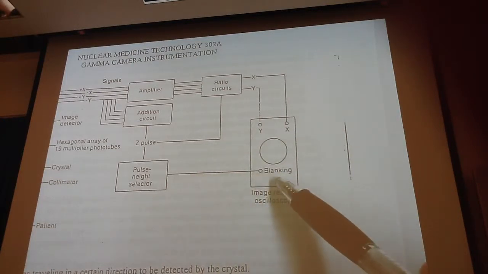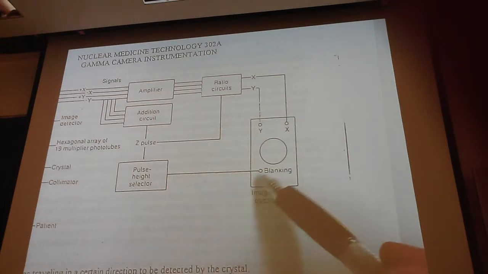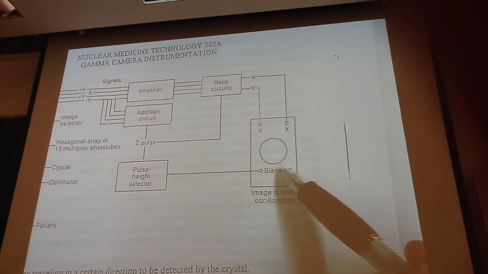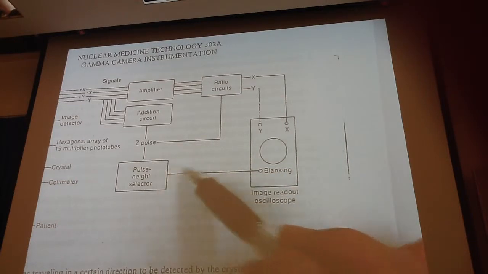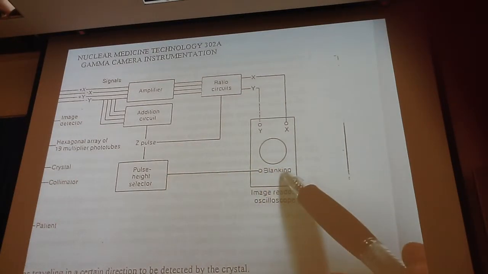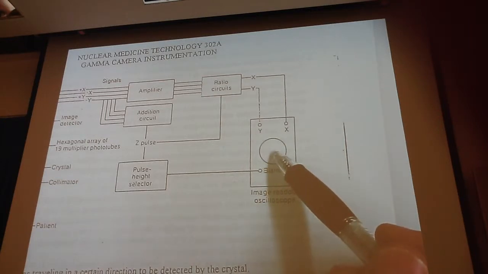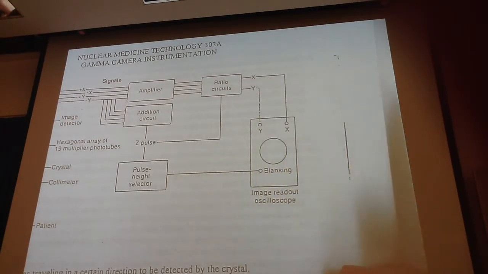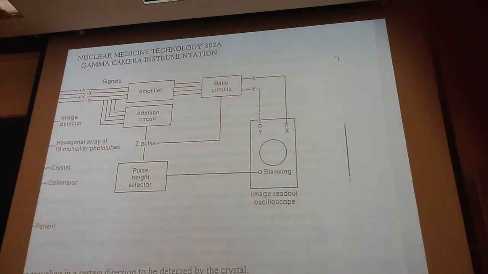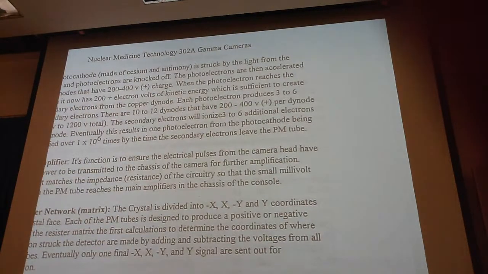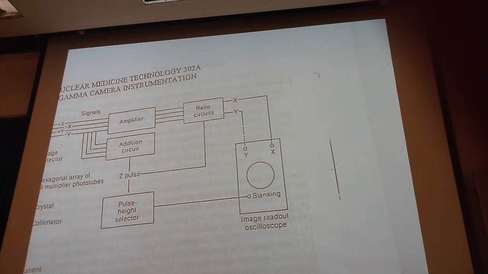And the Z pulse, when I say blanking over here, normally this blocks any information from being recorded, but the Z pulse comes over here and it unblanks this, and it allows the X and Y information to be recorded so long as they all arrive at the same time, within a few milliseconds of each other. Okay? So far, so good?